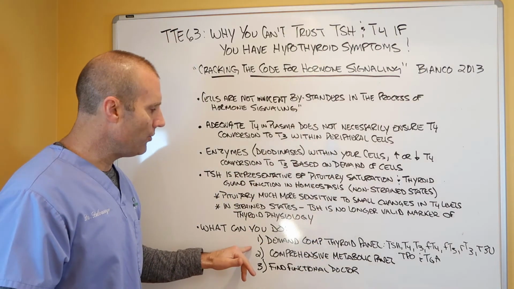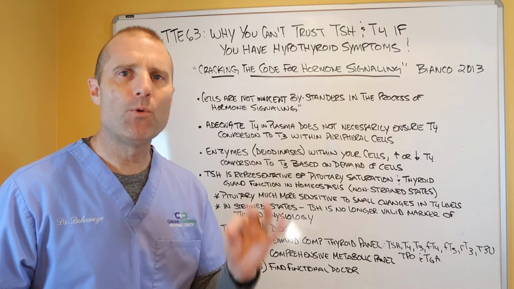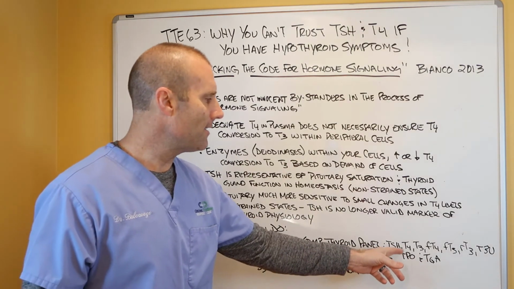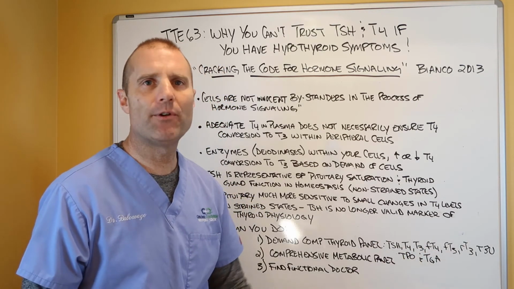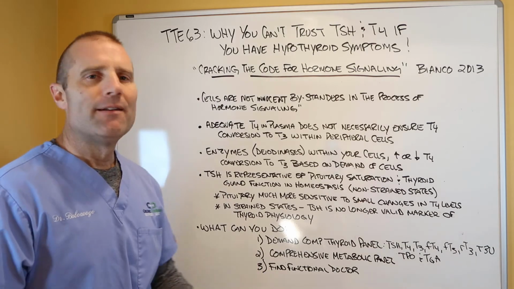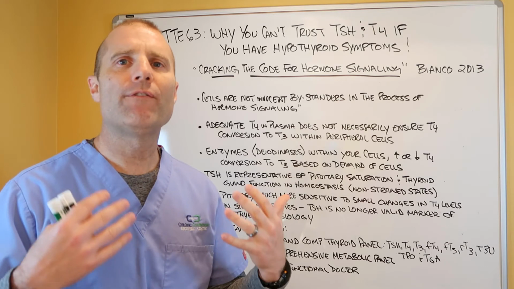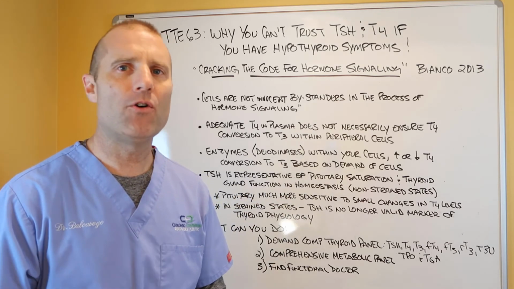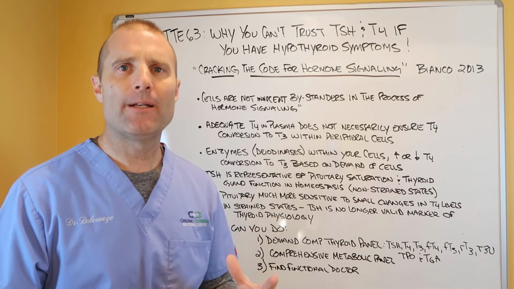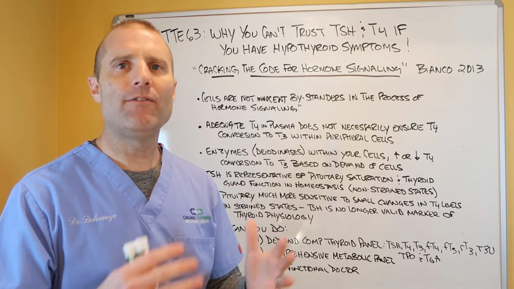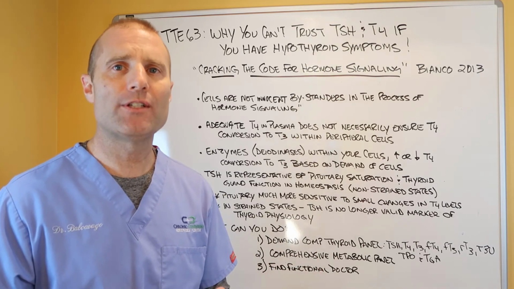So what can you do? One, you always want to try and demand a comprehensive thyroid panel. It's more than TSH and T4. It's TSH, T4, T3, free T4, free T3, reverse T3, T3 uptake, and thyroid antibodies. Second, and even better, is demand a comprehensive metabolic panel that looks for inflammatory markers: CRP, homocysteine, uric acid, insulin levels. Inflammation changes your deiodinase activity to downregulate cell metabolism, to convert T4 to reverse T3.